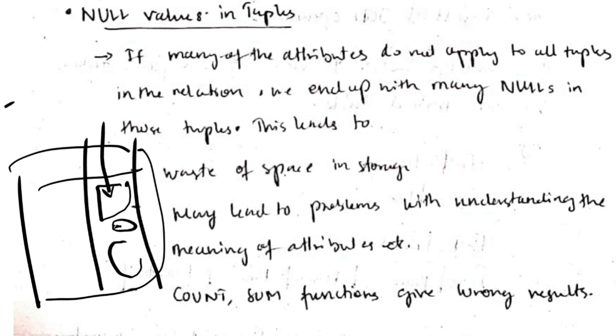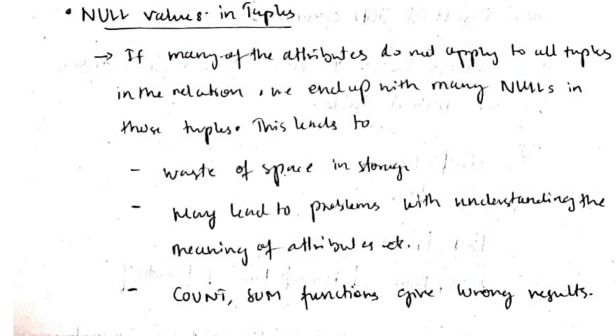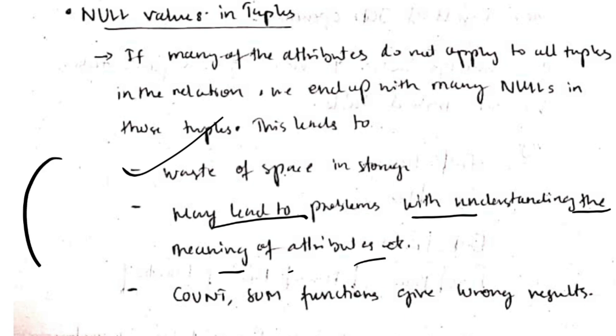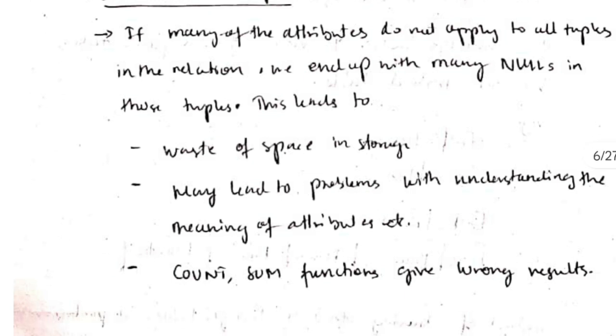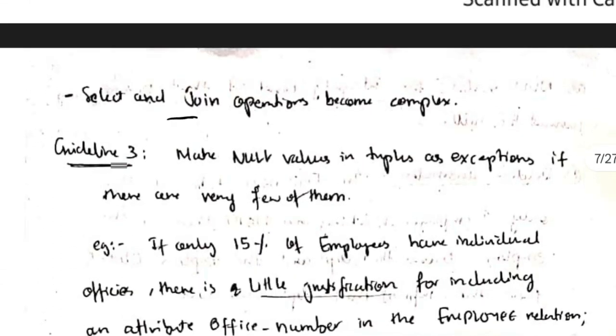For example, student name is here and the office phone number is here. Some students work part time, so they have an office also and their phone number will be written here, but the rest of the students don't have a phone number, so it will be null. So what are the disadvantages? Wastage of space in storage, and it may lead to problems with understanding the meaning of attributes. Since many are null, it will be hard to know the meaning of that attribute. The count and sum functions will give wrong results because the nulls are not considered in the sum, and the join operation becomes complex.